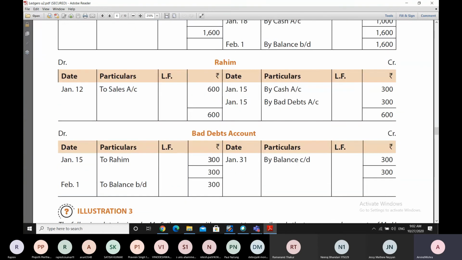As you can see, the bad debt account is getting an entry of 300 rupees here, bad debt account debit, and corresponding reference is made to Rahim's account, and the balance of the bad debt is 300 rupees, and that is mentioned as balance carried down here. And finally, in the next month, it will be a balance brought down 300 rupees.